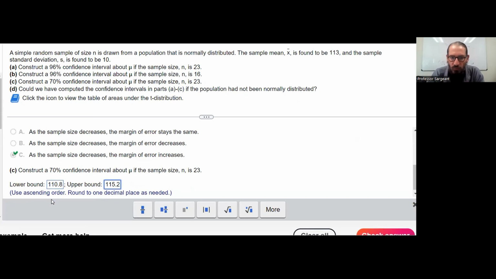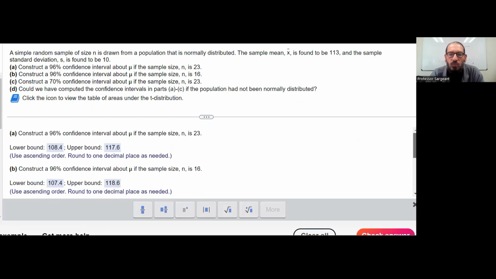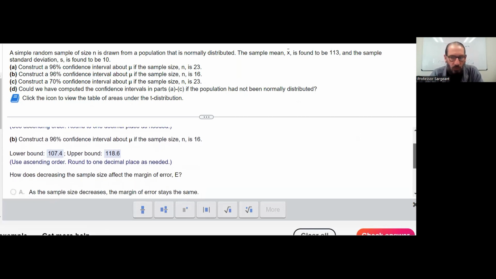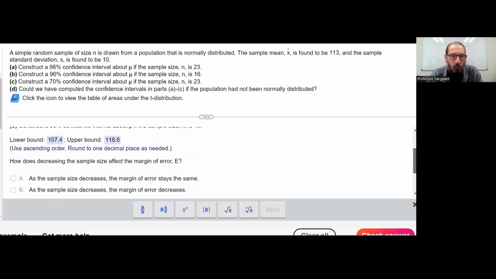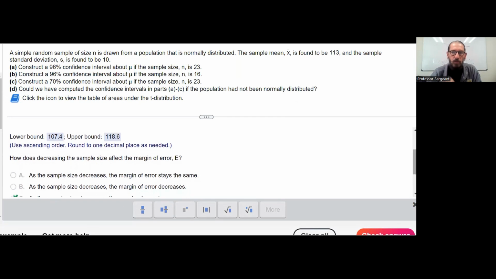Now, before I check that answer, comparing that to part A, when we also had a sample size of 23, a lower confidence level is resulting in a smaller margin of error because we've got a smaller critical T value. T sub alpha over 2 is smaller, so a smaller margin of error, and the confidence interval is not as wide.